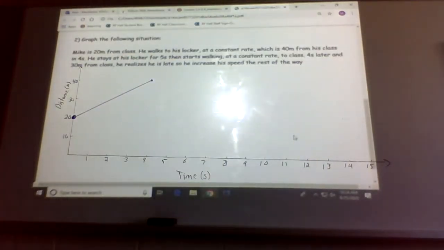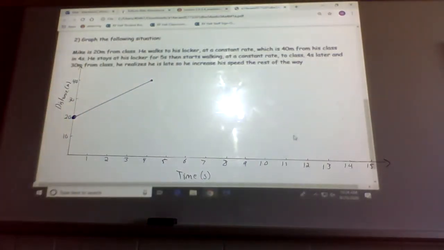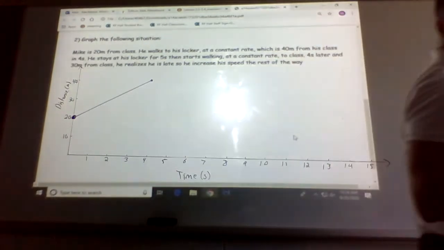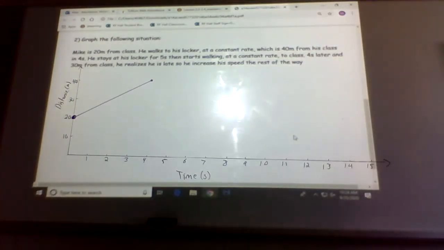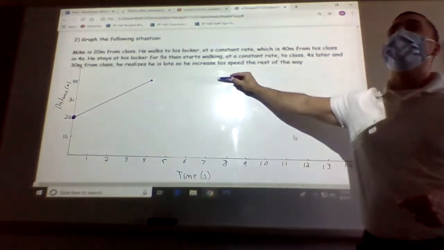He then stays at his locker for 5 seconds, then starts walking at a constant rate. So he's at his locker for 5 seconds. Okay, so what's the next part of the graph going to look like? Sarah? A horizontal line to where? To 9.